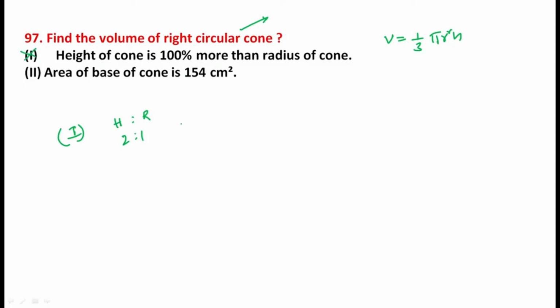Now the next one: area of base of the cone is 154 centimeters square. From 2, guys, you need to consider the area of the base of the cone. The area of the base of the cone is pi r square. Pi r square is equal to 154. Now you can get r square is equal to 154 into 7 by 22. So 22 sevens are 154, and 22 cancels, leaving 7 times.